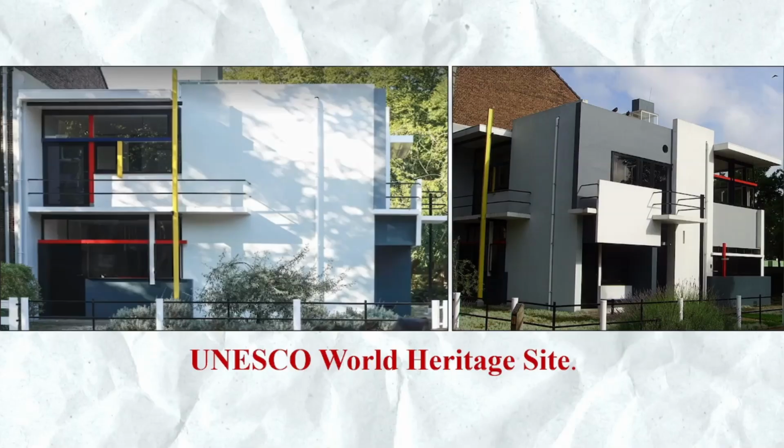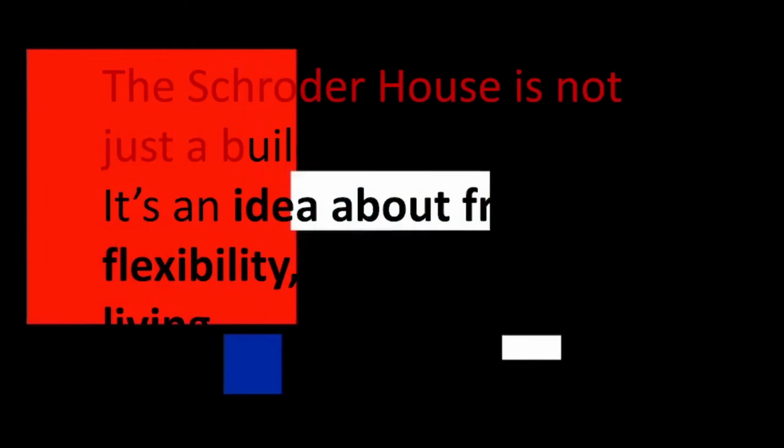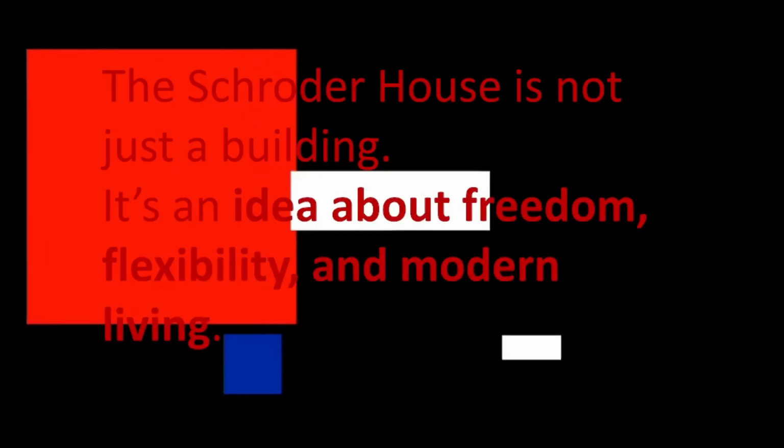And then this aspect later influenced the modern architects, that is Le Corbusier and Mies van der Rohe, as we all know. So, in recognition of the impact of this house on modern architecture, it is now a UNESCO World Heritage Site. So, the Schroder House is not just a building, it's an idea about freedom, flexibility, and modern living. A house that behaves like art, and art that becomes a place to live.